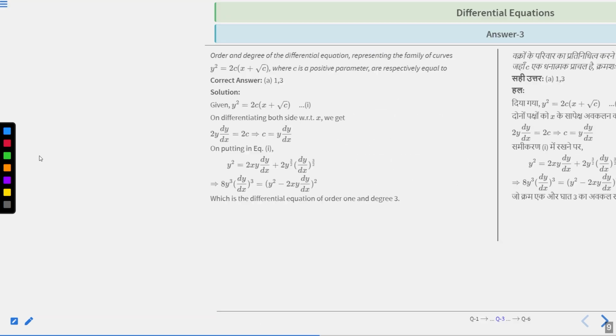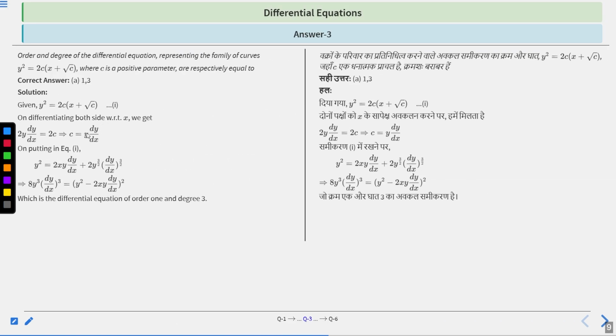Okay, let's move to the solution part. See, as given, we have the equation y² = 2c(x + √c), equation 1. Now, on differentiating both sides with respect to x, we get 2y dy/dx = 2c. This implies c = y dy/dx.